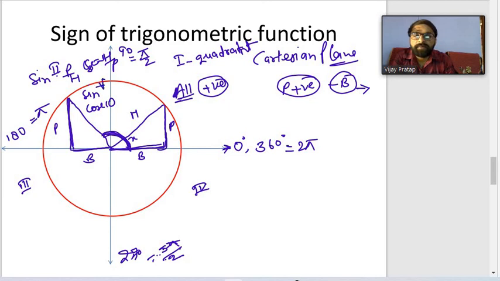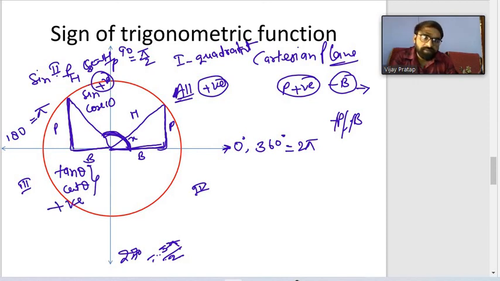Okay, in third quadrant both p and b are negative, then p upon b, the negatives will cancel, means here tan theta and cot theta will be positive, and except these, all the trigonometric ratios will be negative.